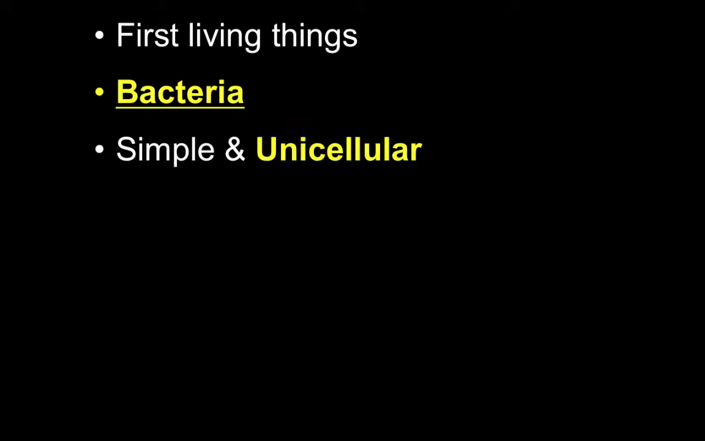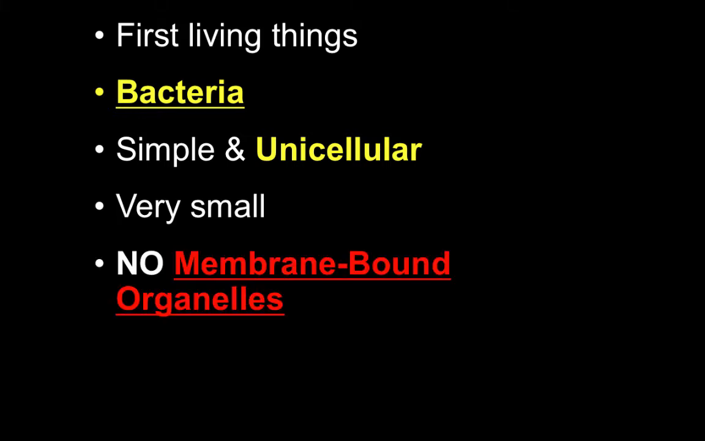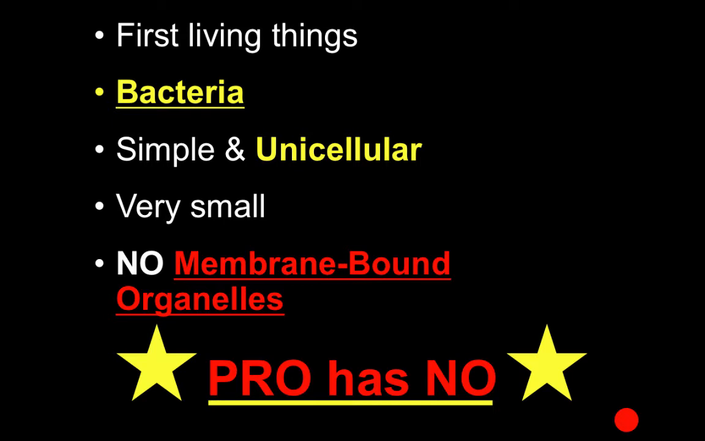So now let's look at prokaryotes. These are the first living things. Bacteria are the only things that are prokaryotes. Only bacteria. They're simple and unicellular, very small. They have no membrane-bound organelles, so always remember, pro has no.